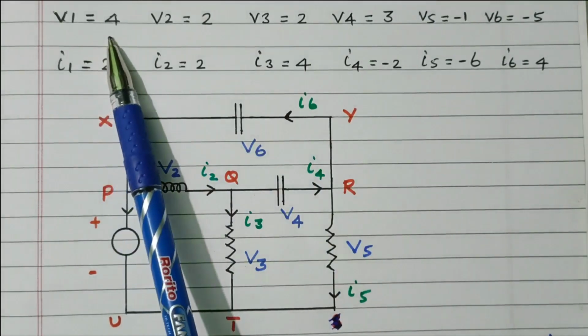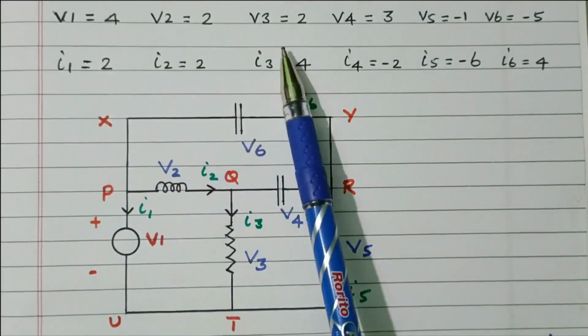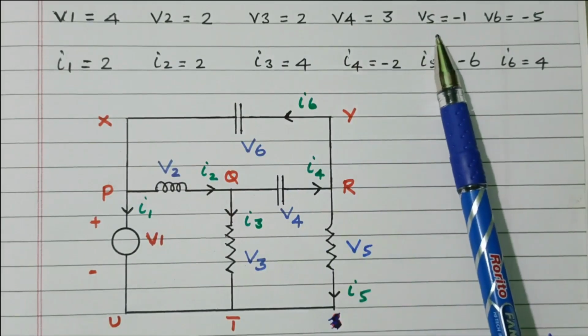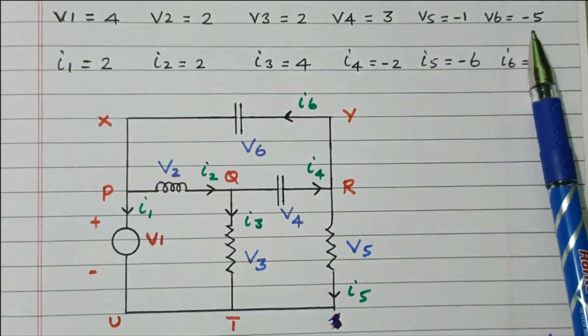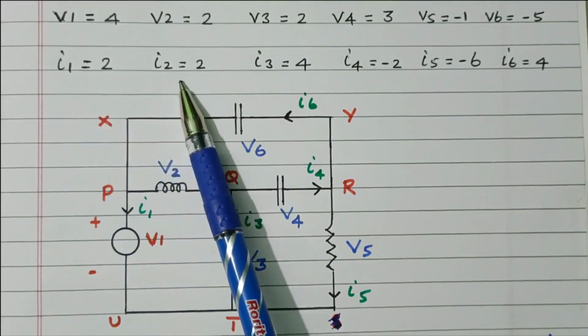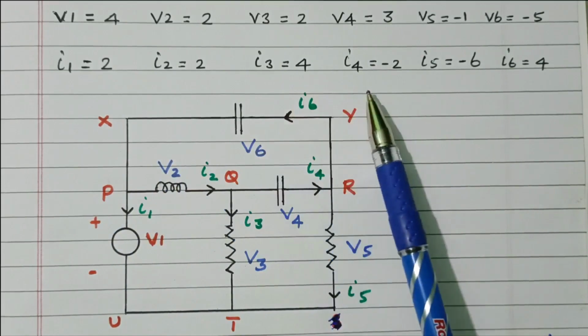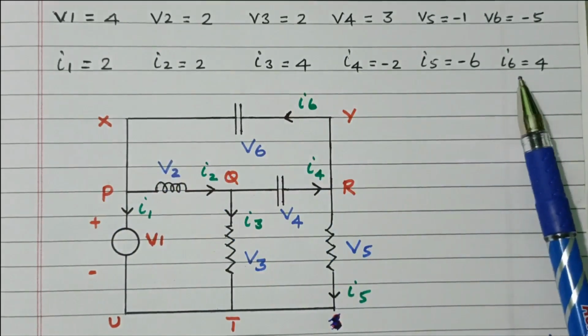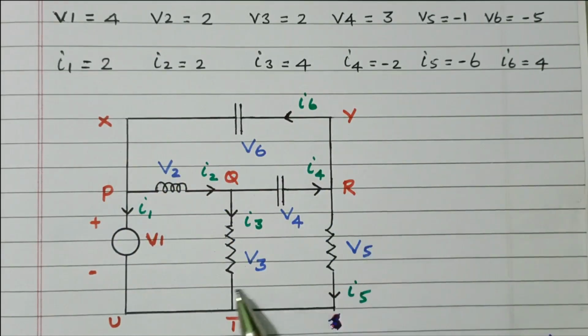So V1 is 4 volts, V2 2 volts, V3 2 volts, V4 3 volts, V5 minus 1 volt, V6 minus 5 volts. I1 is 2 amperes, I2 also 2 amperes, I3 4 amperes, I4 minus 2 amperes, I5 minus 6 amperes, I6 4 amperes. Now we will verify.